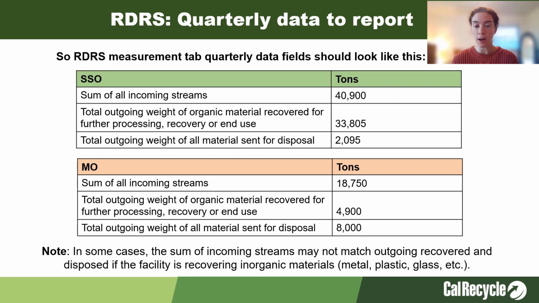And this is because the outgoing weight of material recovered does not include any non-organic material that Trash City recovered, like glass, plastic, or metal. We're only reporting the outgoing weight of organic material recovered, so it won't sum out. So this is the quarterly data that needs to be reported.